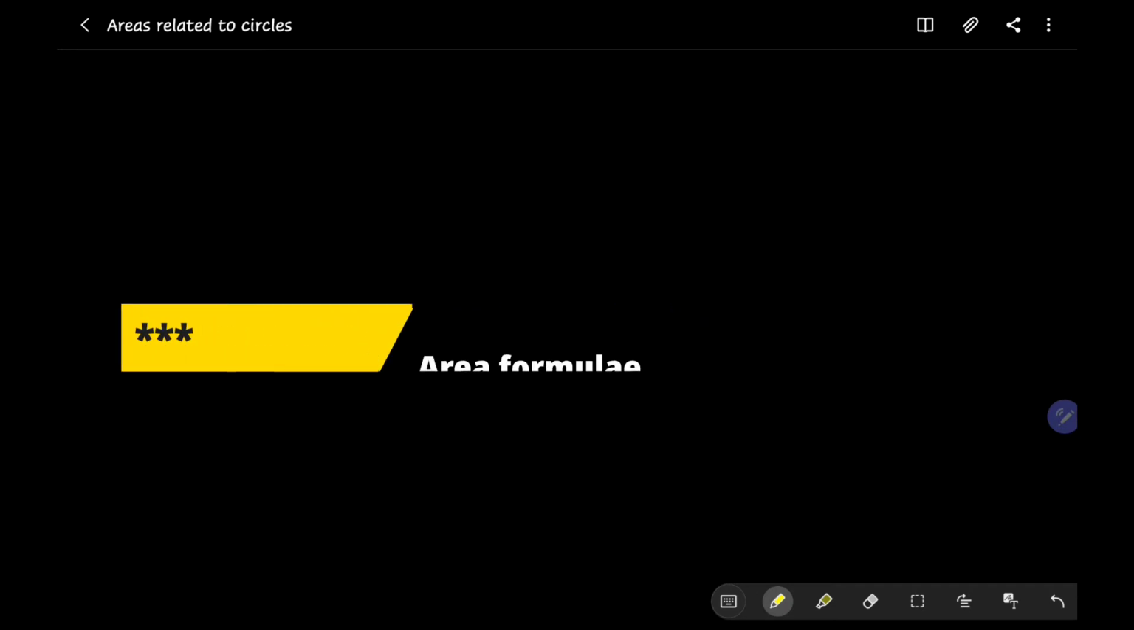Welcome to the final video in the series of 5 videos on the topic areas related to circles. In this video, we are going to discuss the areas of combinations of different plane figures. In these problems, mostly we will be asked to find the area of the shaded region, and it all depends on how well you understand the diagram and gather enough information regarding the dimensions required to apply the area formula. We will definitely learn this skill by solving different problems.